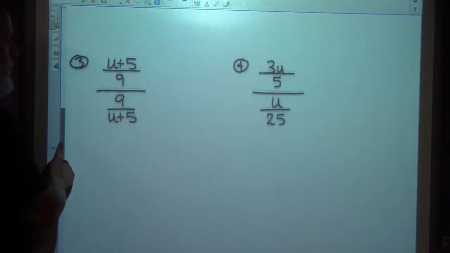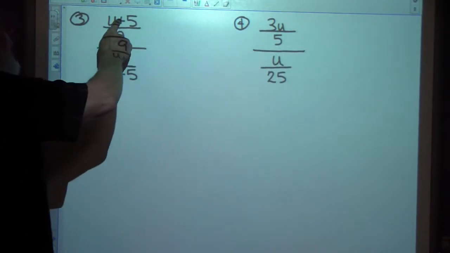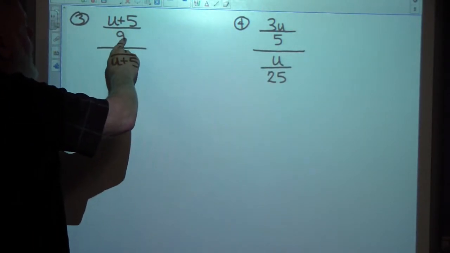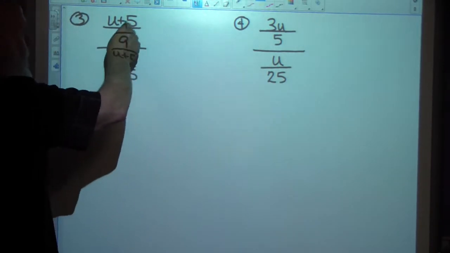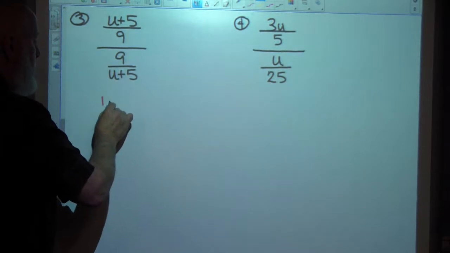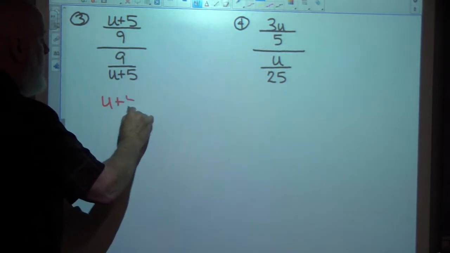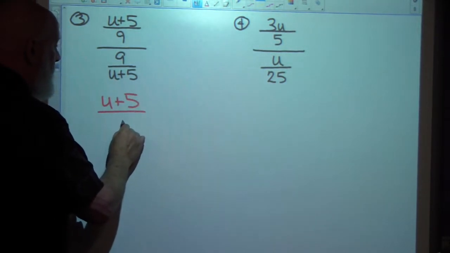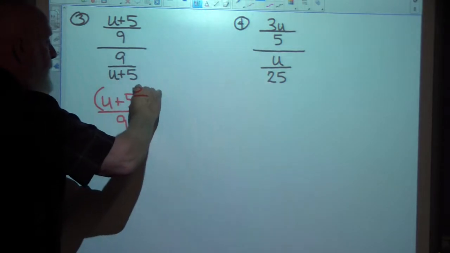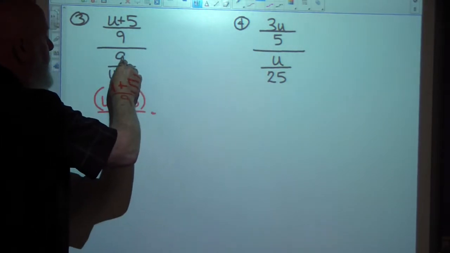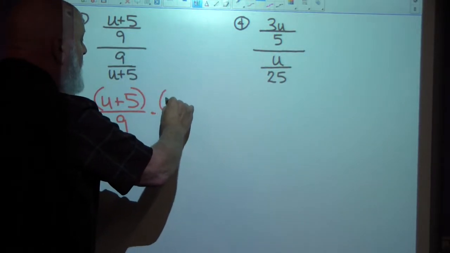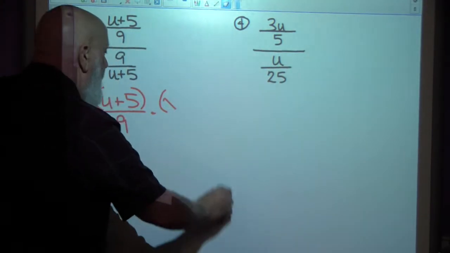I'm on a roll. Okay, here we have x plus 5 over 9 divided by 9 over x plus 5. So let's invert and multiply. Leave this one alone. Remember, there are implied parentheses there. And I'm going to invert and multiply this one. Whoops, I almost called that an x.